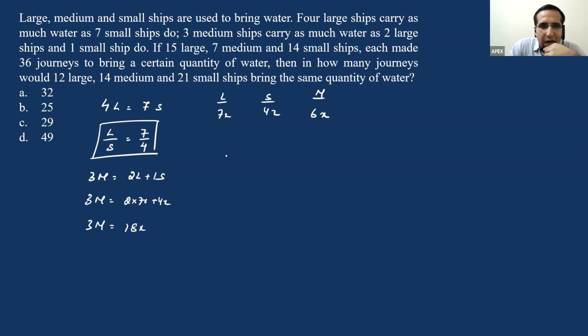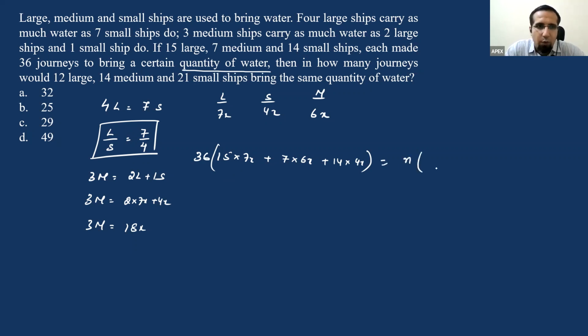Clear? 15 large ships, that is 15 into 7x, 7 medium ships, that is 7 into 6x, and 14 small ships, that is 14 into 4x, each made 36 journeys. This is the total water carried in one journey. So in 36 journeys, this much water will be carried, which is a certain quantity of water. Then let's say n journeys are required for 12 large ships, 12 into 7x, 14 medium ships, 14 into 6x, and 21 small ships, that is 21 into 4x, to carry.